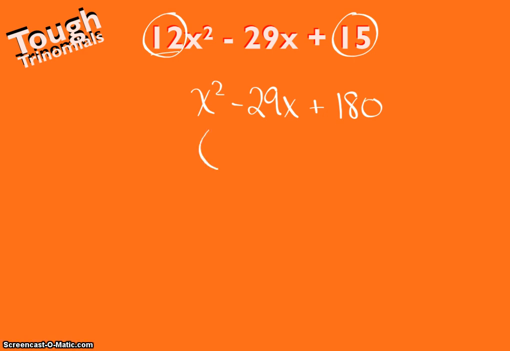Now this is still kind of a pain because we know this is x, we know this is x. I know that these two signs are the same. It's either going to be minus minus or plus plus because it's a positive 180. And then I'm looking here and I get a negative 29. So I know it's negative negative.